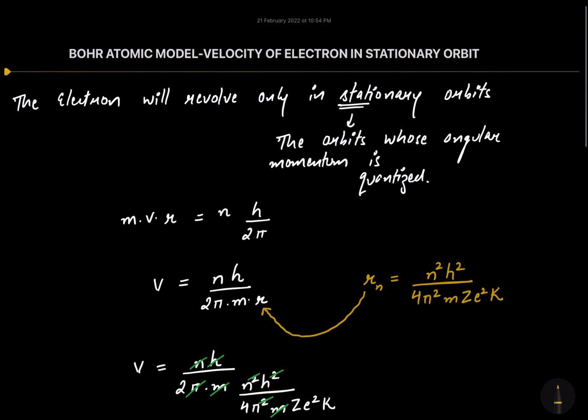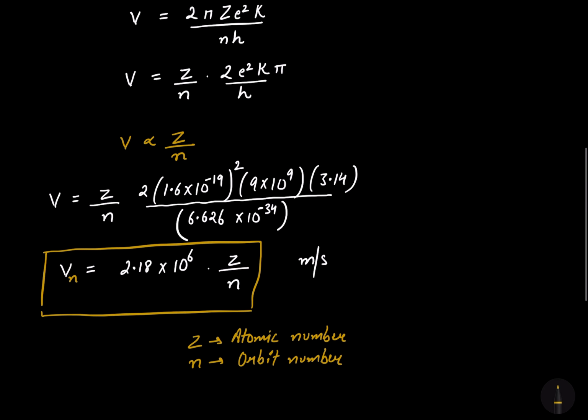So that's all for today. I hope you easily understood today's lecture. I have just derived the formula for the velocity of electron in nth orbit.